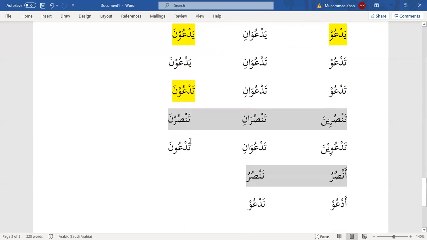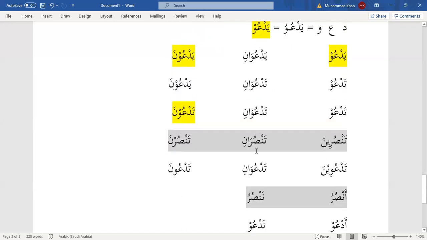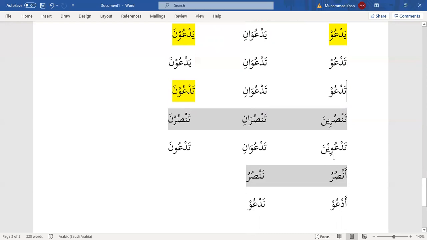And then here we have tansurina, tansurani, tansurna. Here, on the pattern of tansurina, we have tad'uina. Okay, now have you noticed something here? Again, something similar has happened. We have ya, which is the root letter, a weak letter, and waw is also a weak letter. Now you can see here that ya is the part of the construction, isn't it? Yes, in tansurina, ya is the part of the construction. So what we have to do is drop waw. So we drop waw.